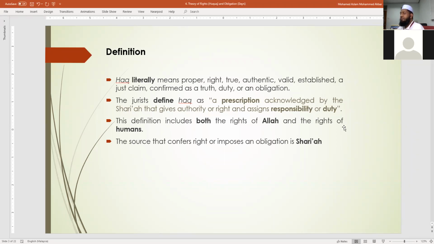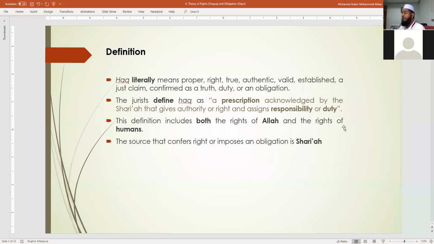So it is brought by the Sharia. What I mean by right is that it is brought, it is actually postulated by the Sharia. So when the Sharia brings you that, it gives the authority and assigns responsibility or duty. So for example, if you are the guardian, you have to do certain things. If you are the teacher, you have to follow certain things.